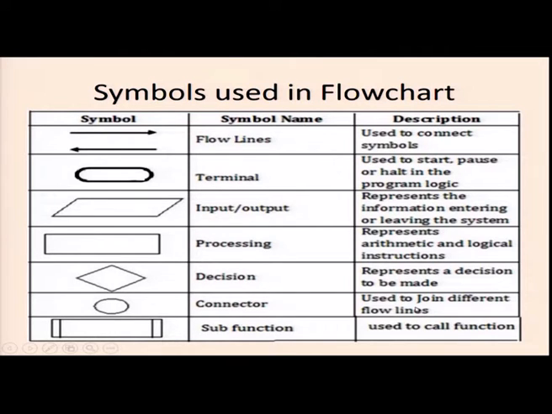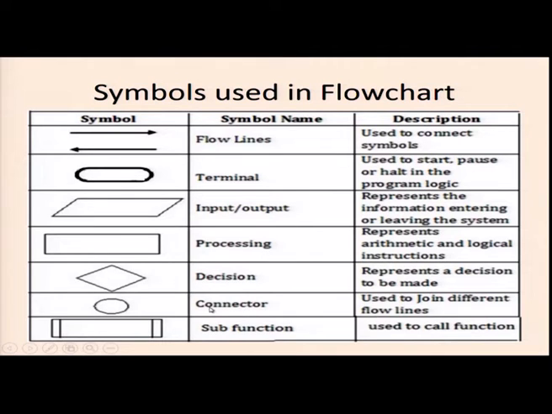Say for example, you have a flow chart which is there for some 3-4 pages put together. So, in order to have connectivity from page number 1 to page number 2, it has been earmarked with a circle sign. So, this circle will act as a connector. So, it is used to join different flow lines.